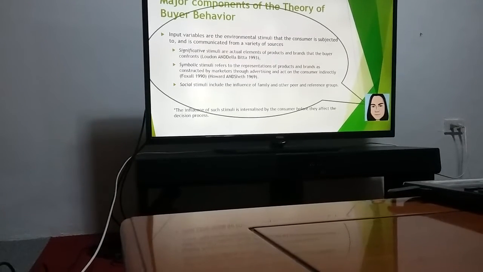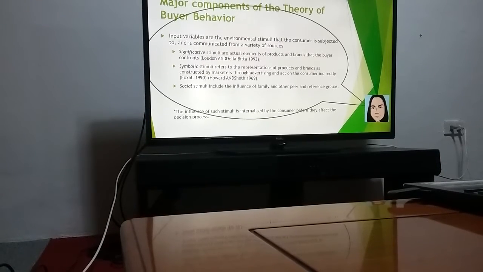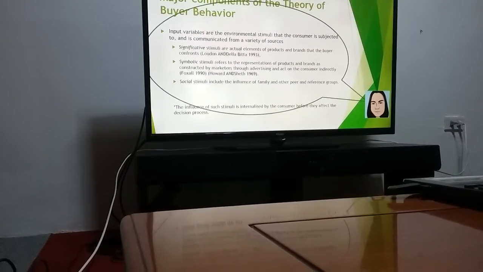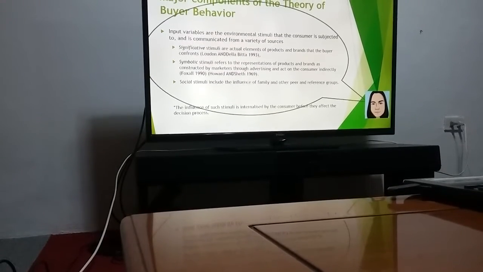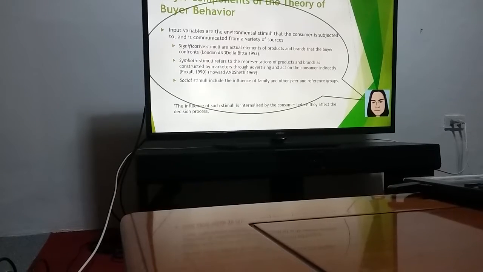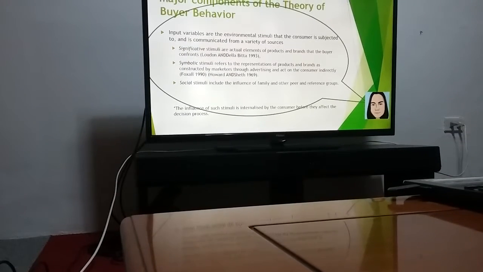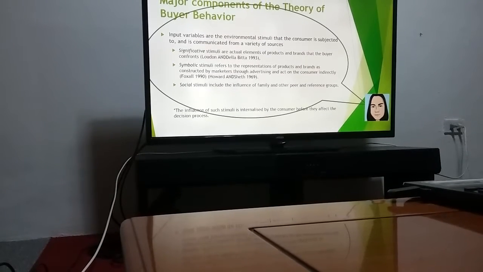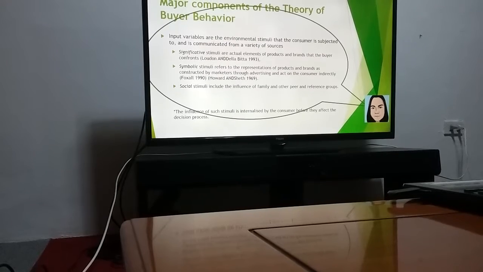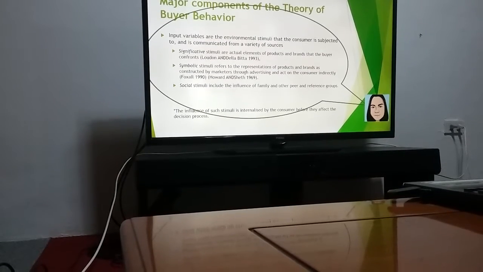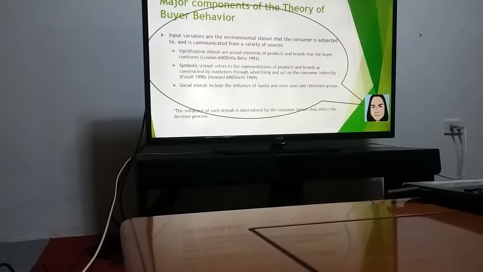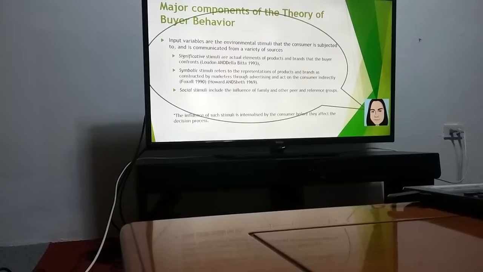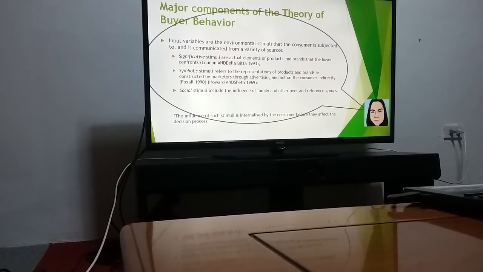Okay. So, the influence of such stimuli is internalized by the consumer before they affect the decision process. So, sabi dito, itong mga different kinds of stimuli na to, like the significative, symbolic, and social stimuli, pumapasok sa atin ito. Okay? Tapos, pag pumasok ito sa atin, pag na-perceive ng mga senses natin, yun yung nagiging basis natin ng decision making kung ano yung mga tatangkilikin natin na brands or products.